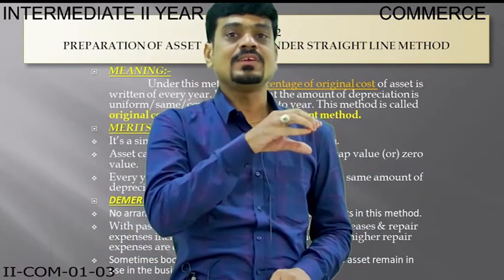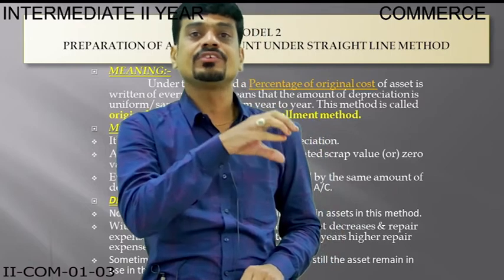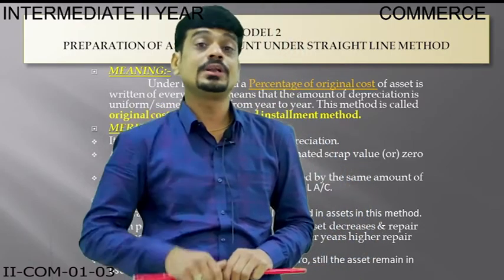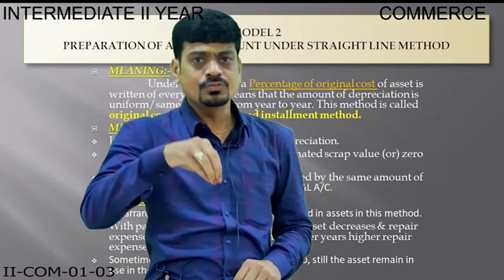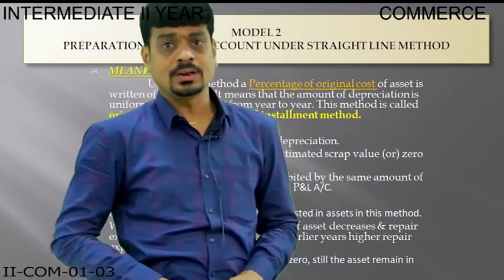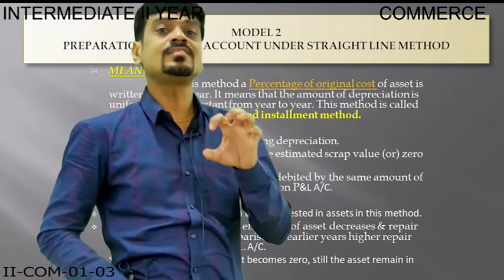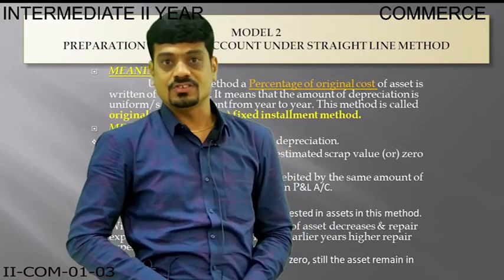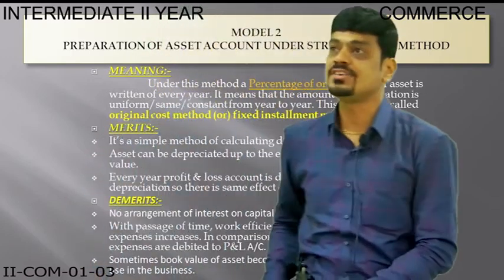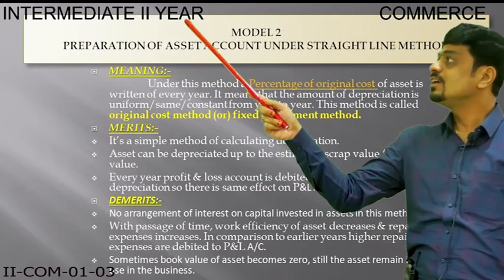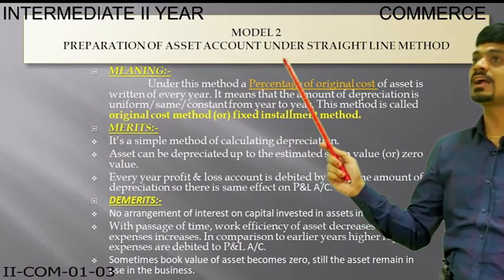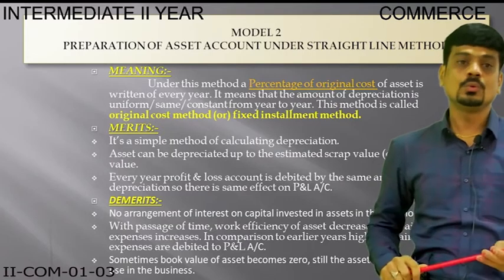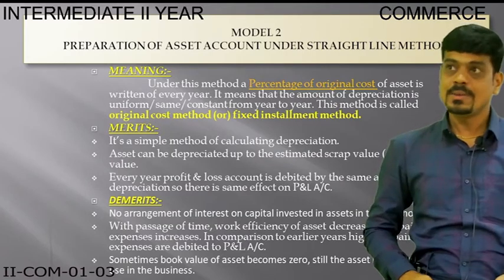One is when we are following the straight line method, and the other model is where we will follow the diminishing balance method. So it's very important to first know the concept of the method of charging depreciation. The first method of charging depreciation, as I said, under which we are going to prepare the asset account, is the straight line method. So first we'll know what is the meaning of straight line method.